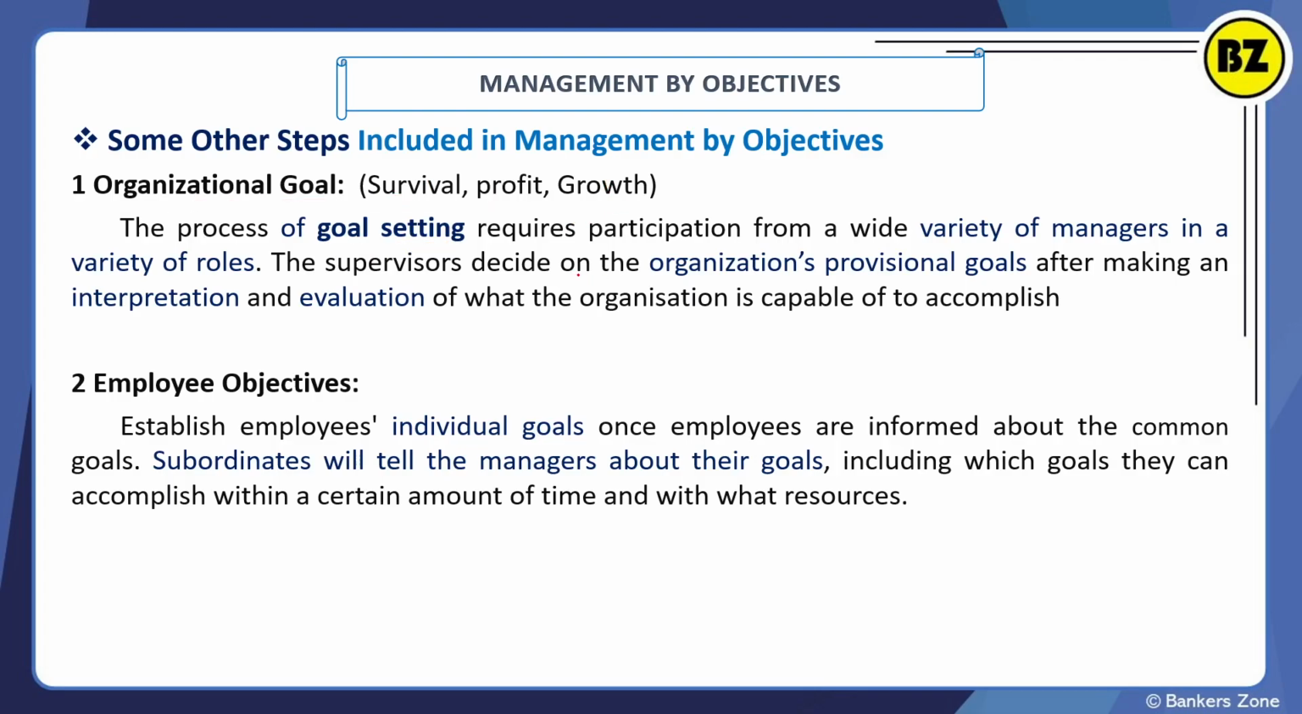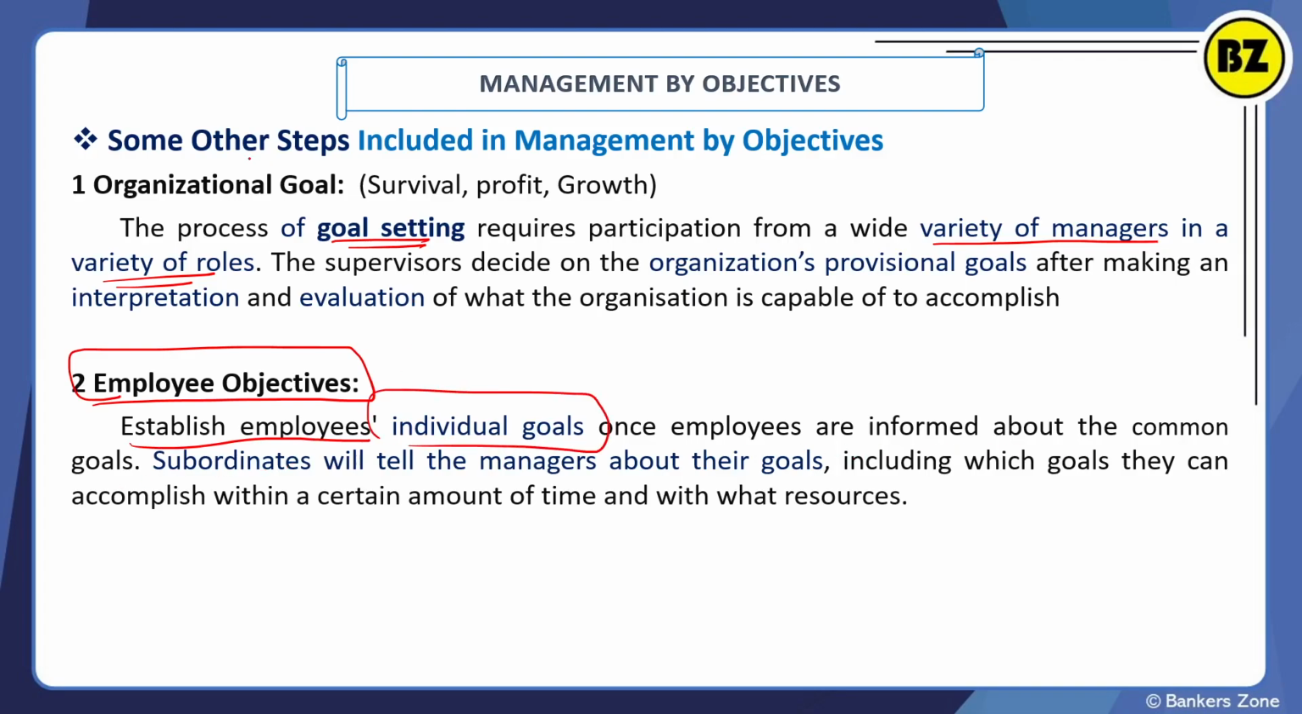Now, who will set that goal? Different managers in a different variety of roles are going to participate in the goal setting of the organization. Next is employee objective. What is the employee objective? Simply, establishing the employees' individual goals once the employees are informed about the common goal.